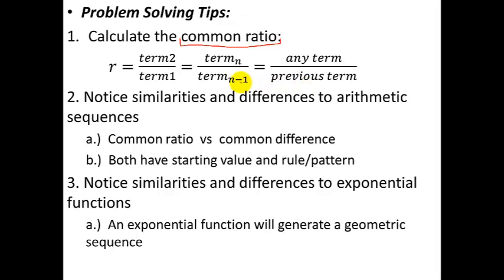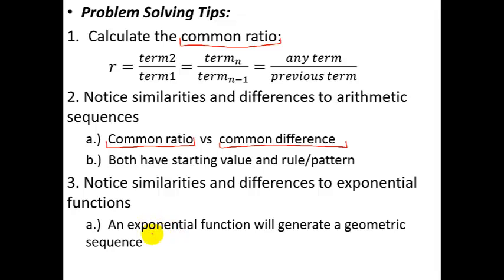Another thing to keep in mind is there are many similarities and differences between arithmetic sequences and geometric sequences. So, for example, the common ratio is for geometric sequences, whereas the common difference is for arithmetic sequences. And they both have a starting value, and they both have a rule or pattern that you follow. So you can give the information necessary to make a sequence by providing that starting value and that rule. So notice similarities and differences to exponential functions.